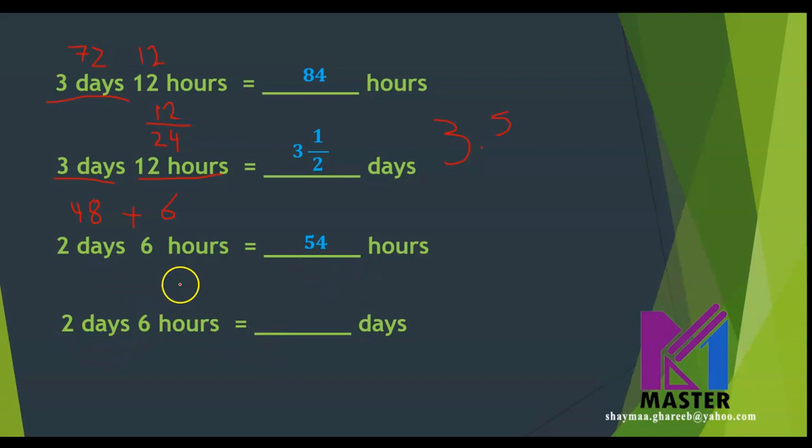Now we are going to write the same time in days. So I need to write the 6 hours as a fraction over what? 24. So it's 6 over 24. So when you divide up and down by 6, you will get 1/4 at the end. In the simplest form, it will give you 1/4, so it will be 2 1/4 days. Is this clear?